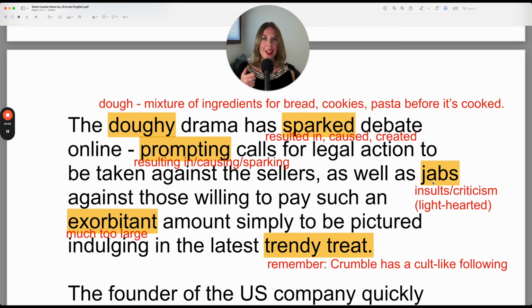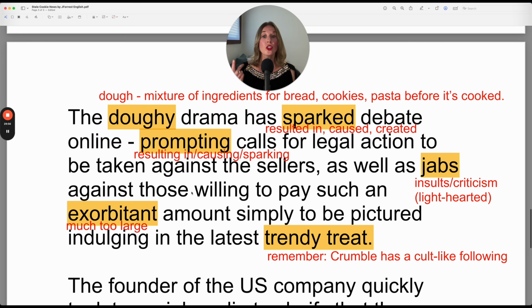Jab is a noun, and if you take a jab at someone, it means that you insult or criticize that person, but it's done in a more lighthearted or joking way. You're not being overly serious. So you're making a joke about someone, usually, but you don't mean to offend that person. You're just trying to be funny or lighthearted.